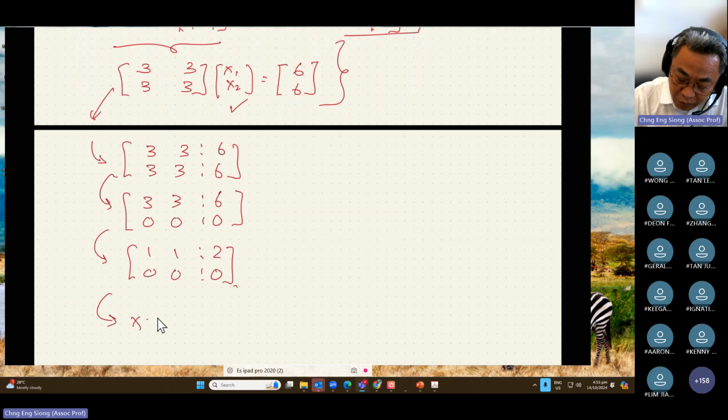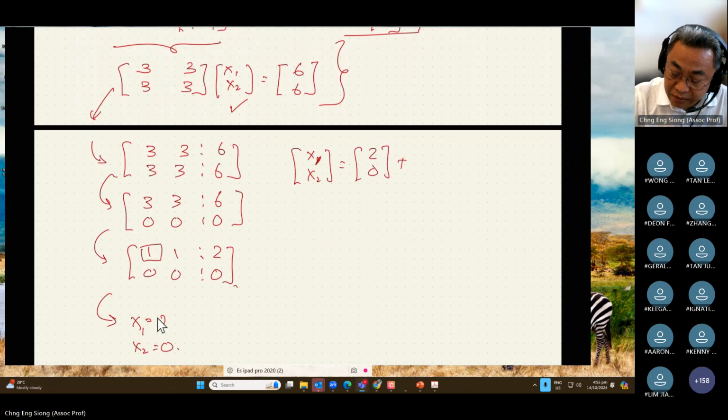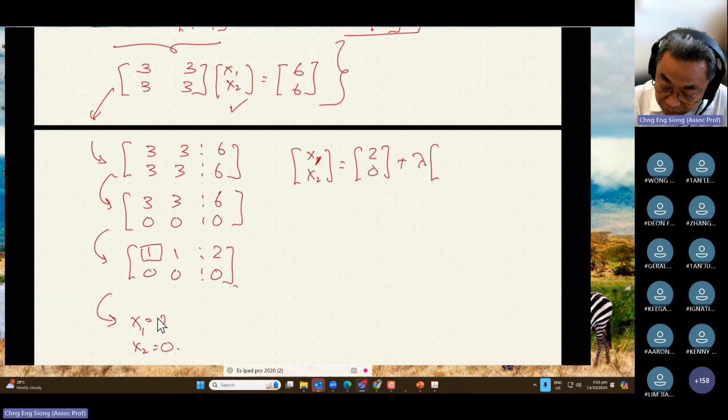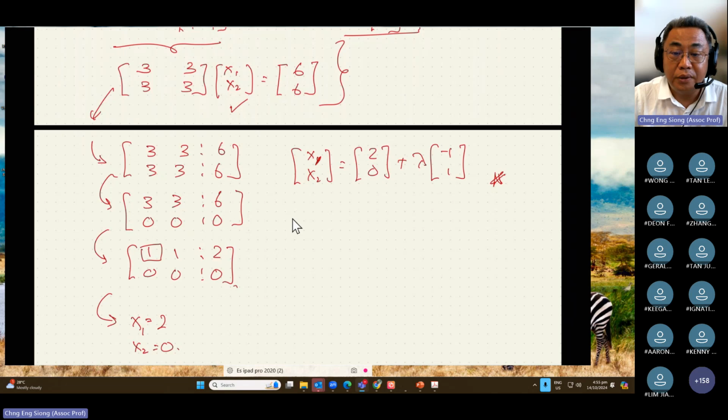Then you have only one, what do you call it? One pivot, one free. So you make the free variable 0, x1 equals 2, x2 equals 0. So x1, x2 equals 2, 0 plus the variable times, I think, minus 1, 1. This is the general solution for x1, x2. Okay, guys, did I make it correct? Yes? Everybody?